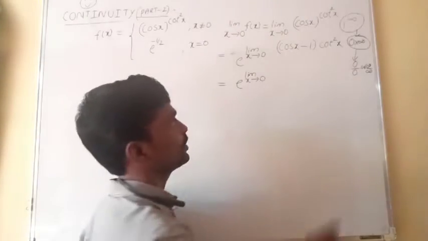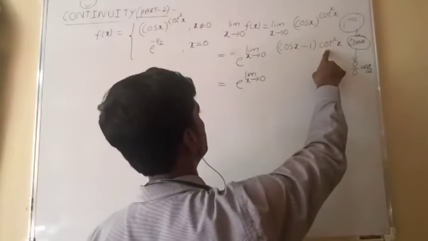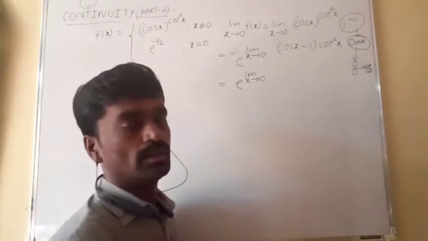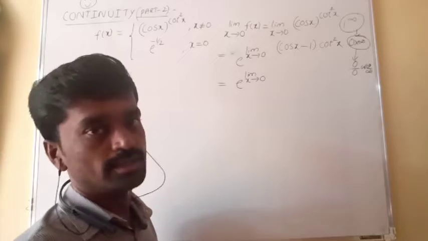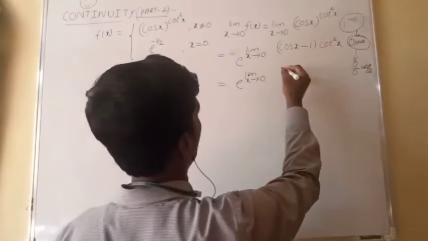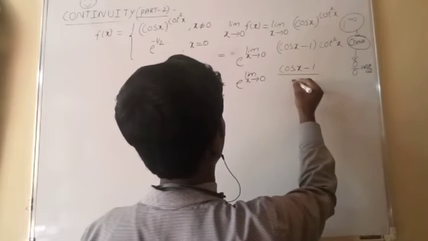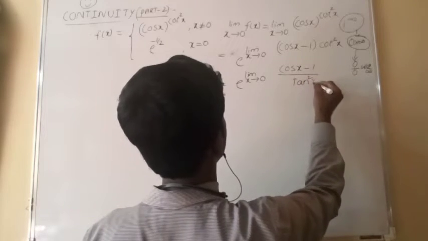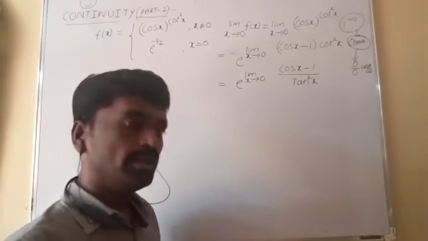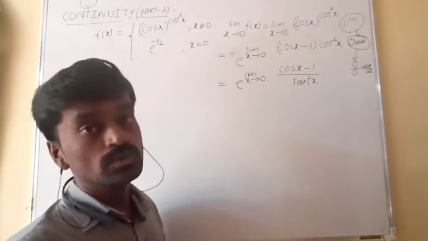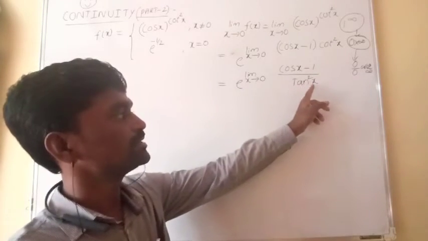So here in this problem it is better to write this infinity as 1 by 0. That means cot square x as 1 by tan square x. So (cos x minus 1) divided by tan square x. So here you can apply L'Hospital's rule 2 times because tan x is tending to 0 only.